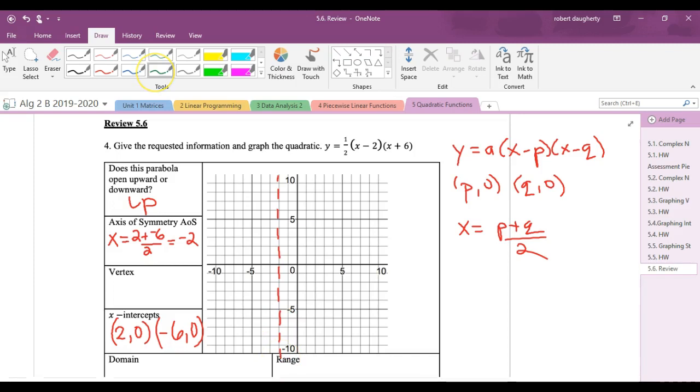That's the axis of symmetry. And my intercepts are going to be at what? (2, 0) right there, and (-6, 0). And that should be symmetrical. It is. It's got to open up, so that means the vertex has to be lower than this.